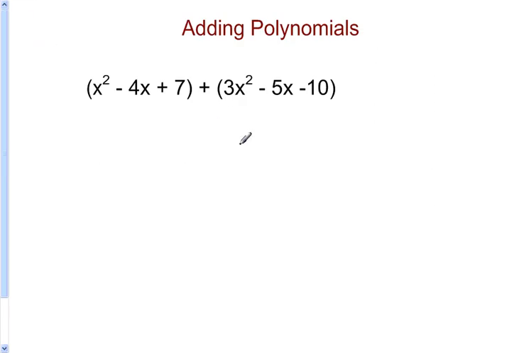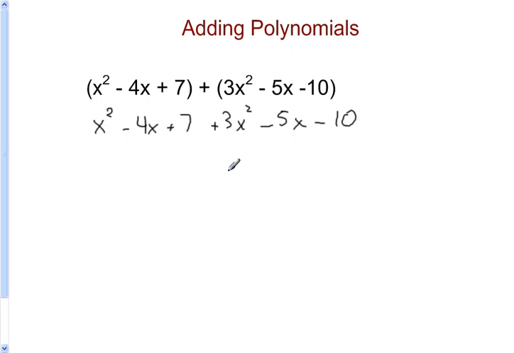Well, let's look at some bigger polynomials. We have 3 terms in this case, so it's called a trinomial. And to add these polynomials together, it's the exact same thing, combining like terms. Now, it's probably better just to rewrite this without brackets. Now, in this question, the brackets are doing absolutely nothing. So, this is the same as x squared minus 4x plus 7. And this plus, we just can get rid of the brackets, plus 3x squared minus 5x minus 10.